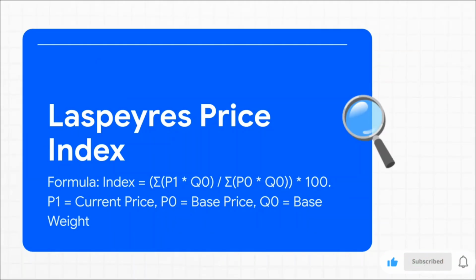So, the new method uses the basic Laspeyres formula. And I know the name looks a little intimidating, but trust me, it's not. It's a pretty standard way of calculating a price index. All it really does is compare the cost of that base year shopping basket at today's prices to what it cost way back in the base year. That's it. Simple as that.